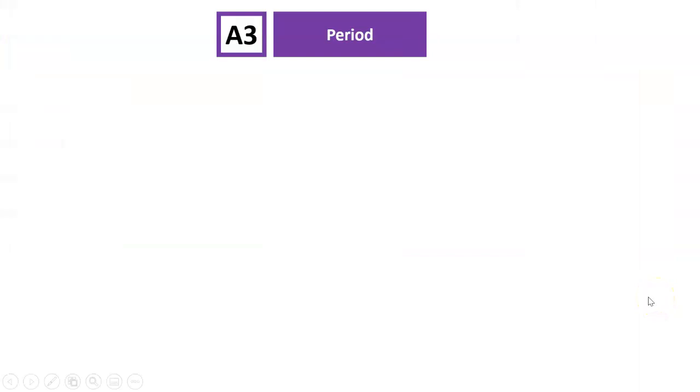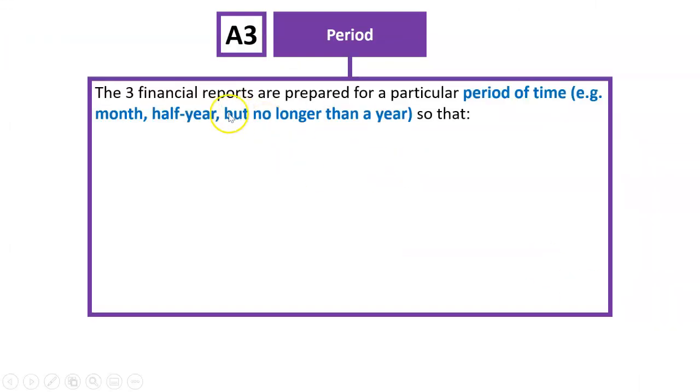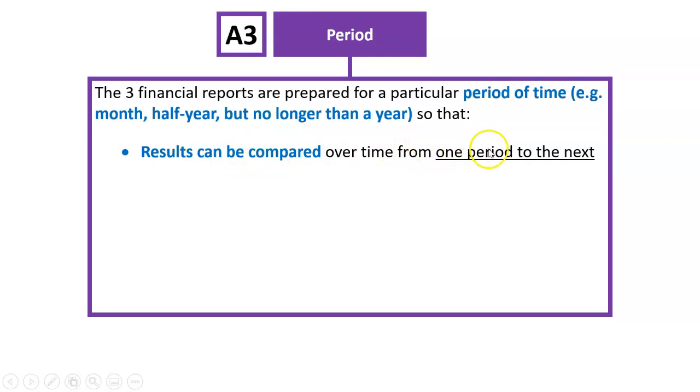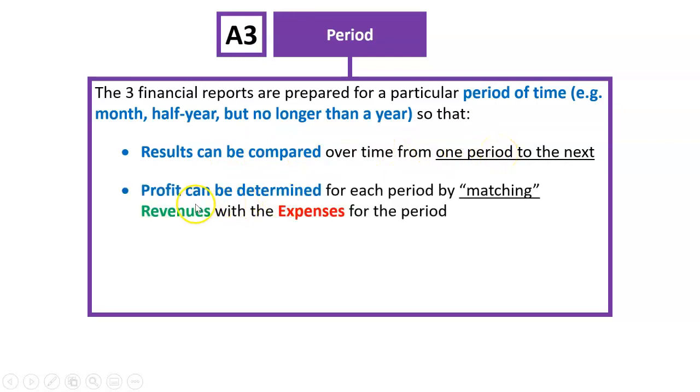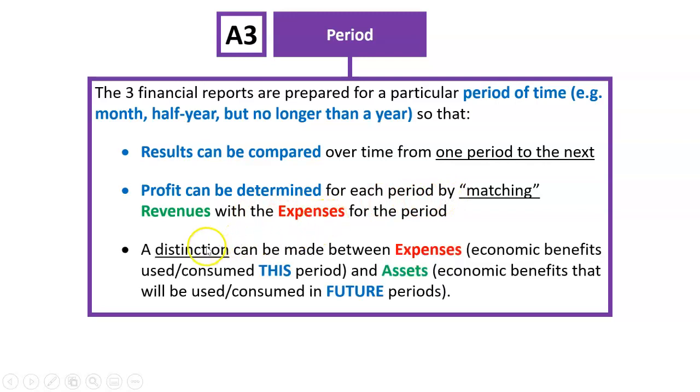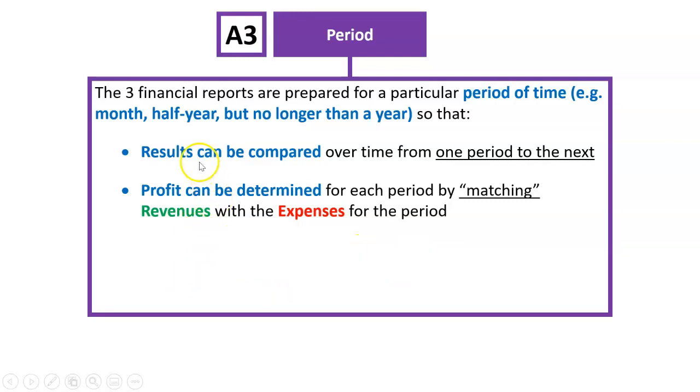However, we also had another accounting assumption called the period assumption, and that said the financial periods of the business must be split into periods of equal time, e.g. a month, half year, no longer than a year. Why? So we can compare our results from one period to the next. We can determine our profit for each period by matching our revenues with our expenses. And we can draw a distinction between expenses and assets. Let's not really consider this bit here. Let's just say we want to break the life of the business into periods of equal length so we can compare results over periods and calculate our profit.